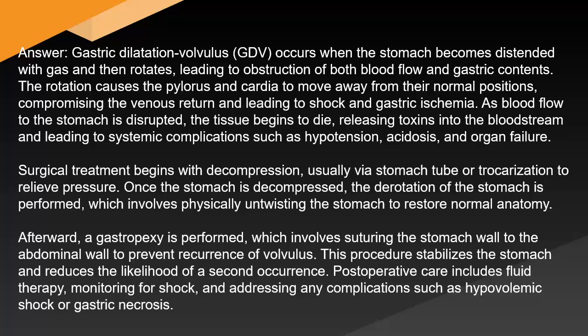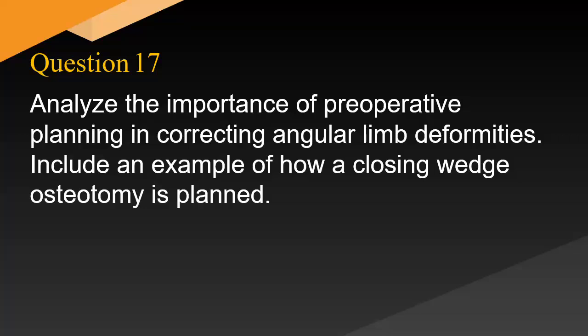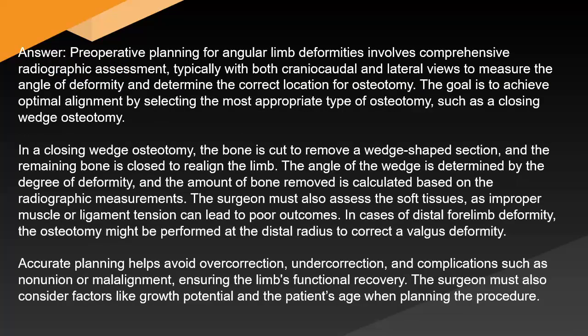Postoperative care includes fluid therapy, monitoring for shock, and addressing any complications such as hypovolemic shock or gastric necrosis. Analyze the importance of preoperative planning in correcting angular limb deformities. Include an example of how a closing wedge osteotomy is planned. Answer: preoperative planning for angular limb deformities involves comprehensive radiographic assessment, typically with both craniocaudal and lateral views, to measure the angle of deformity and determine the correct location for osteotomy.